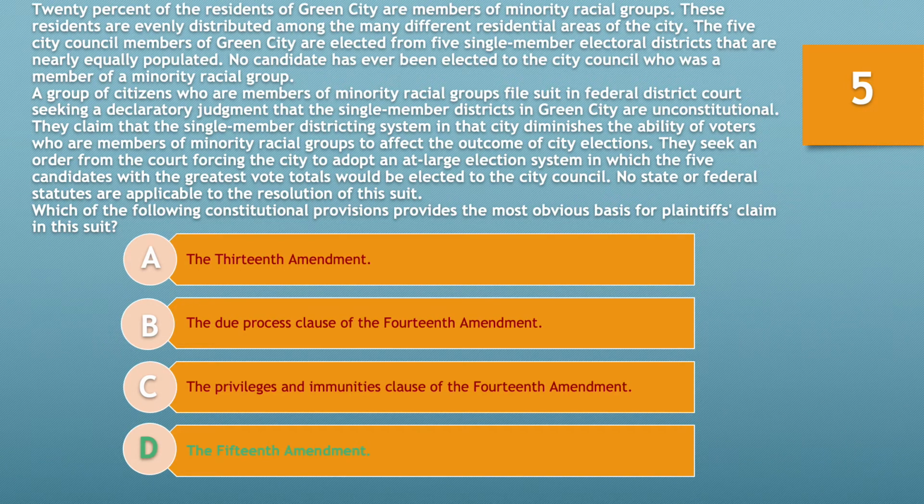If you chose option D, the 15th Amendment, you'd be correct. The 15th Amendment protects eligible voters from discrimination in any state or federal election on the basis of race, color, or previous condition of servitude.